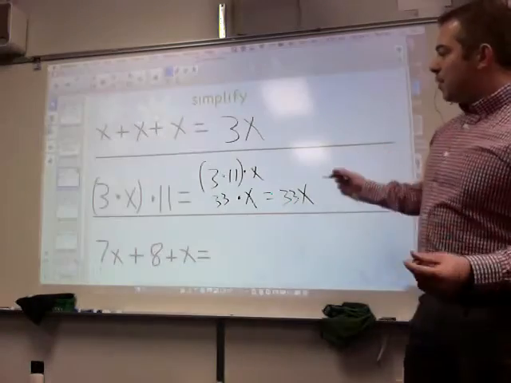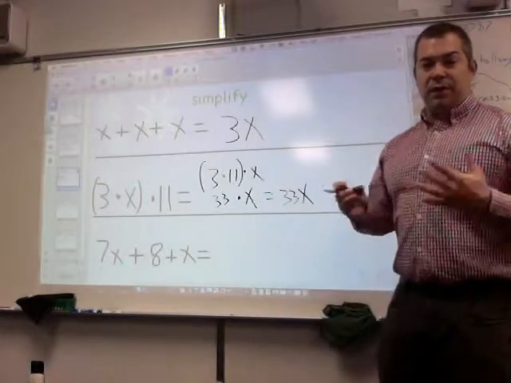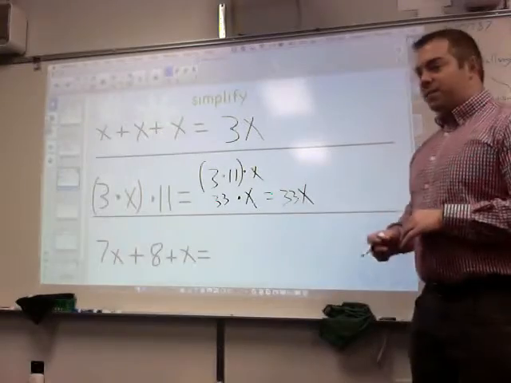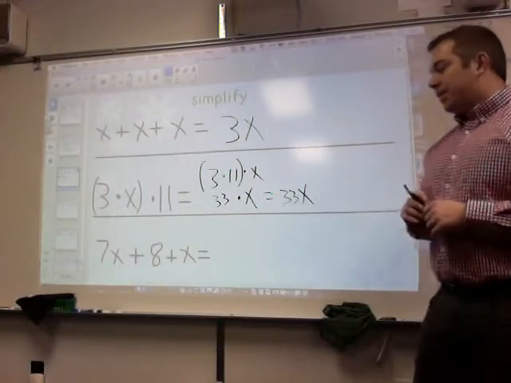The point of simplifying is to make it look simpler. Instead of having 3 numbers or 2 numbers and the variable, now I just have 1 number and 1 variable.